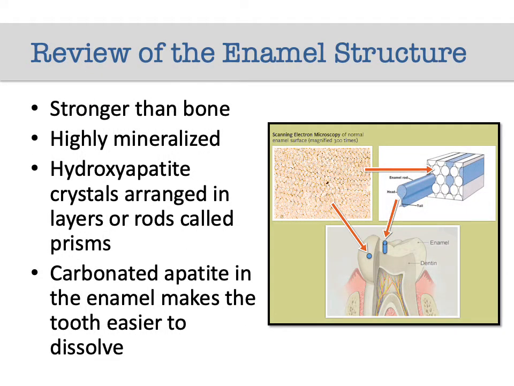Let's review the structure of the enamel surface. It is stronger than bone. It is highly mineralized. Hydroxyapatite crystals are arranged in layers or rods called prisms, and carbonated apatite in the enamel makes the tooth easier to dissolve.